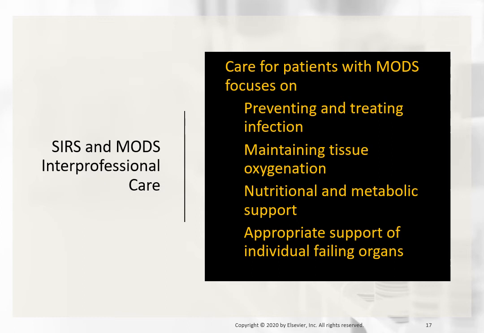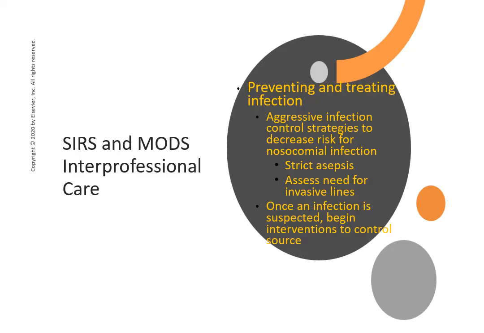Table 66-10 in your textbook outlines the management for patients with SIRS and MODS. Aggressive infection control strategies are essential to decrease the risk for healthcare acquired infections. Early aggressive surgery is recommended to remove necrotic tissue. An example would be debridement of burn tissue that can provide a culture media for microorganisms. Aggressive pulmonary management, including early mobilization, can reduce the risk for infection.